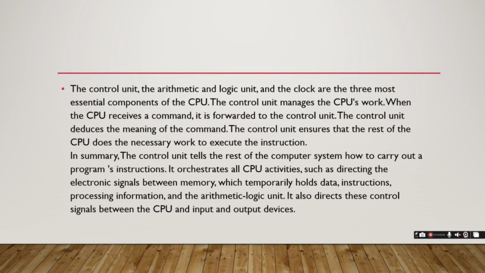The control unit, the arithmetic and logic unit, and the clock are the three most essential components of the CPU. The control unit manages the CPU's work. When the CPU receives a command, it is forwarded to the control unit. The control unit deduces the meaning of the command and ensures that the rest of the CPU does the necessary work to execute the instructions. In summary, the control unit tells the rest of the computer system how to carry out a program's instructions.